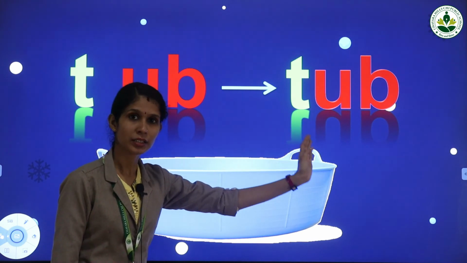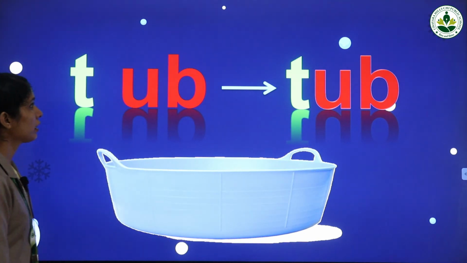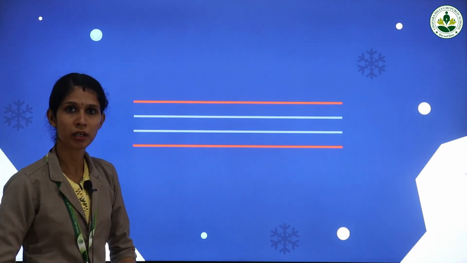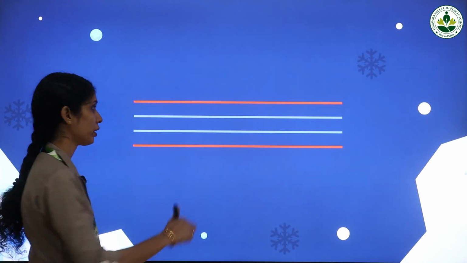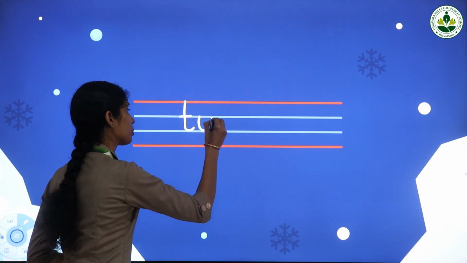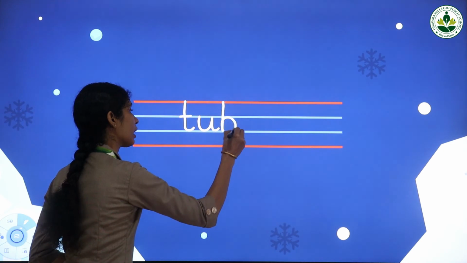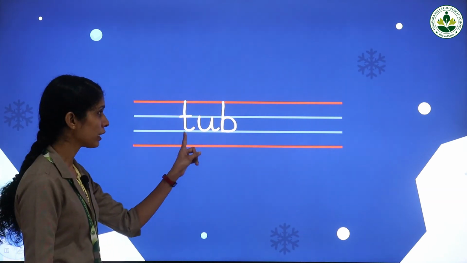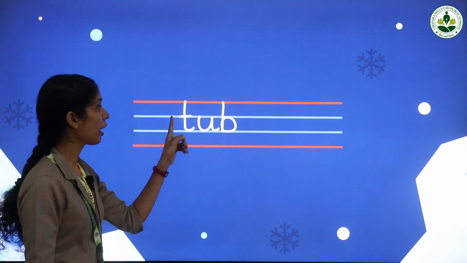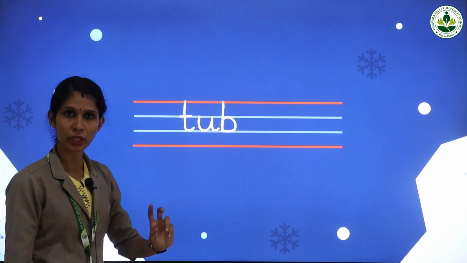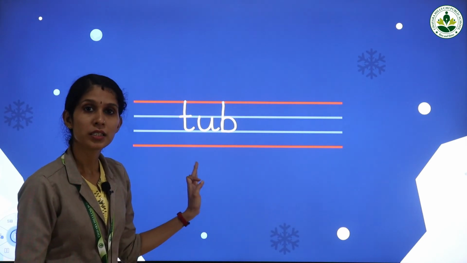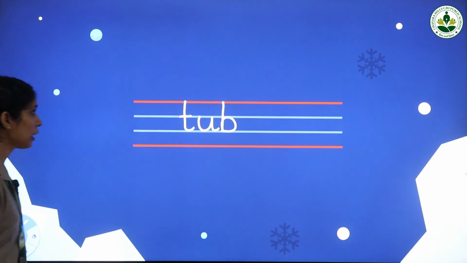Tub. Then let's write the word tub. Look here. Once again, say the spelling of the word tub. T U B. Very good. Let's write here. T, U, B. Tub. Once more. T U B. Tub. Look at the board. Here we add letter T with ub. Together we can read this word as tub. Okay, so moving to the next word.